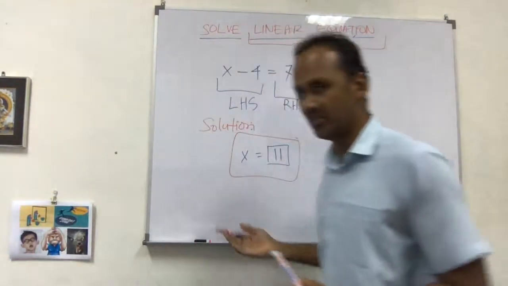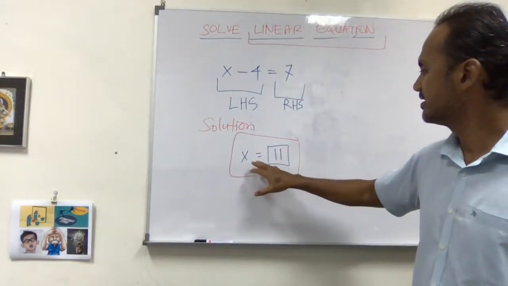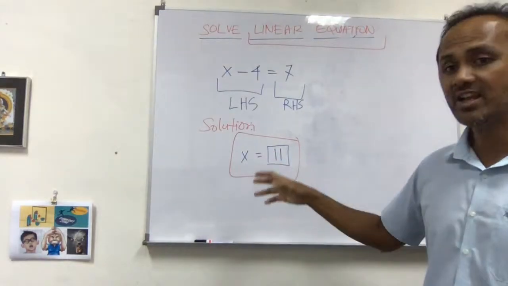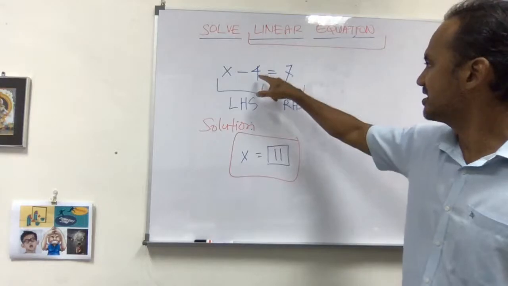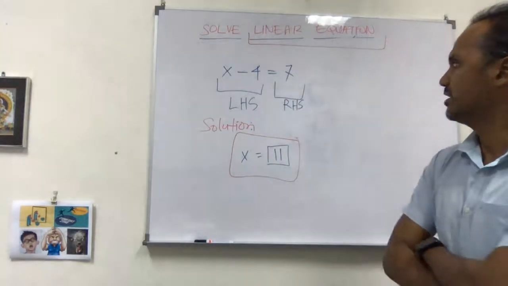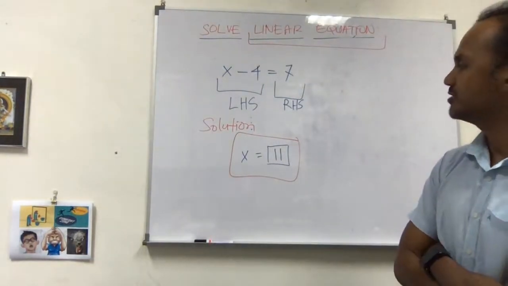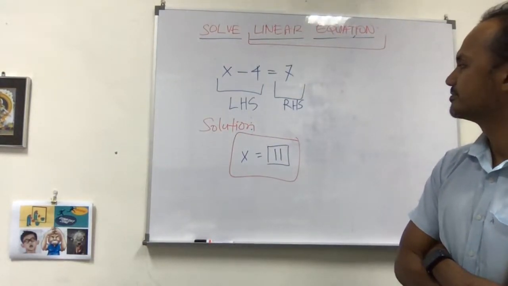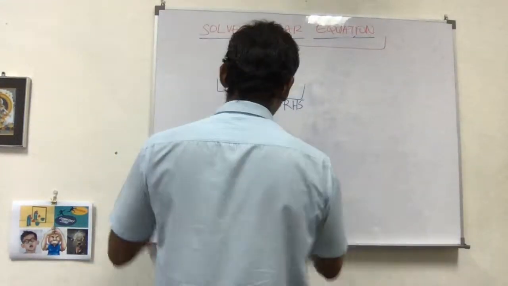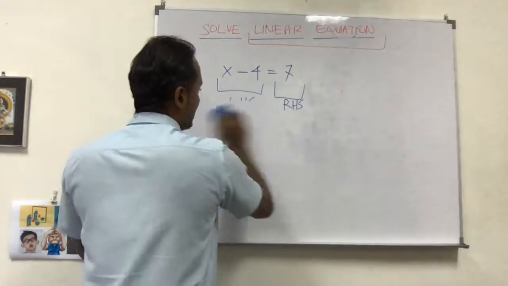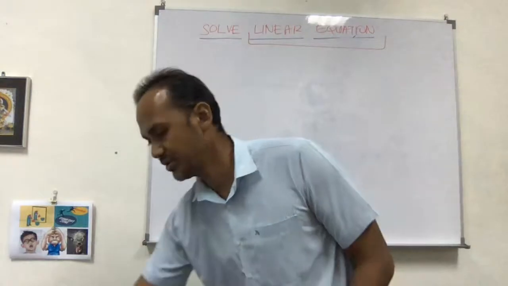A solution simply means a value for the unknown. That is, we find the value of the unknown where it satisfies the original equation. For example, here is a linear equation. Okay, good. So now let's take a deep dive into solving different types of linear equations.